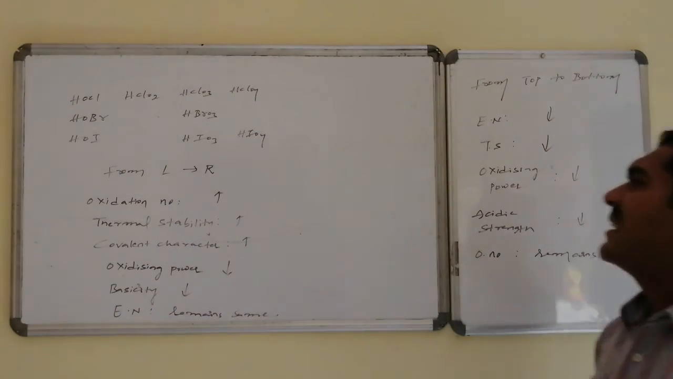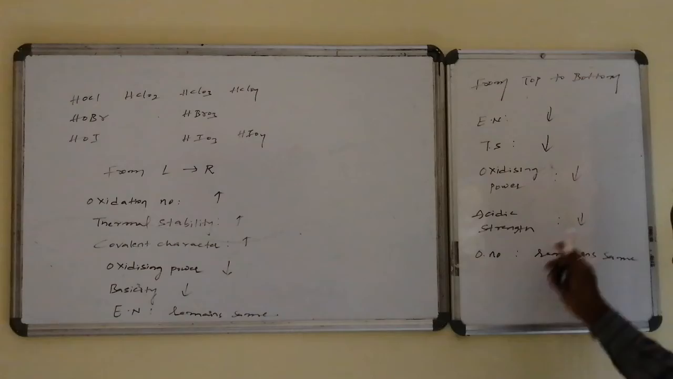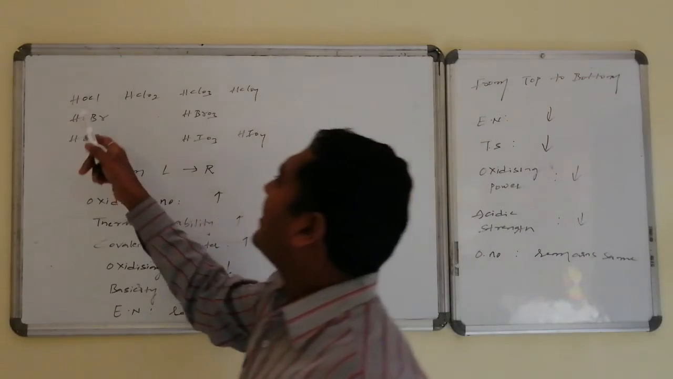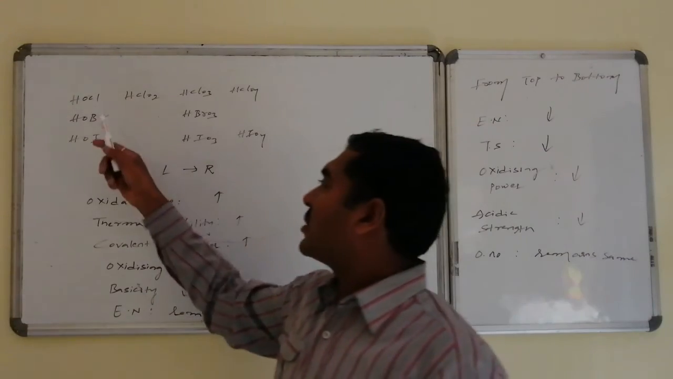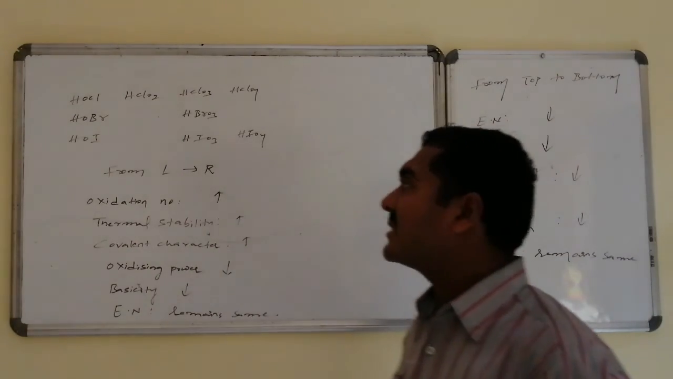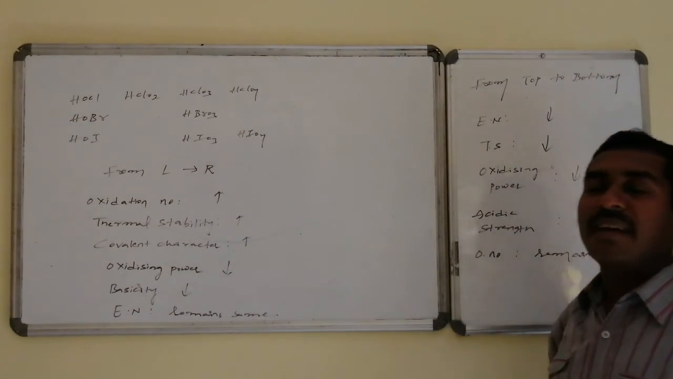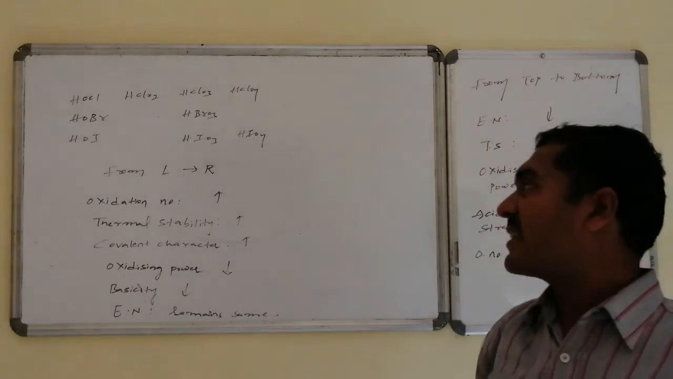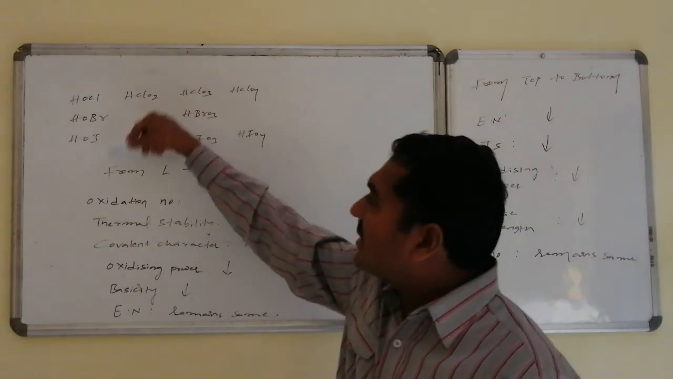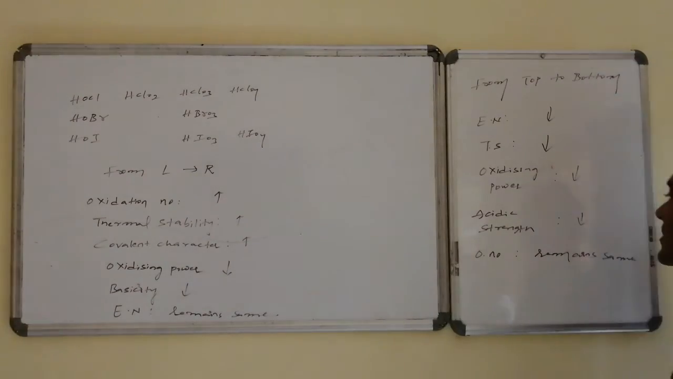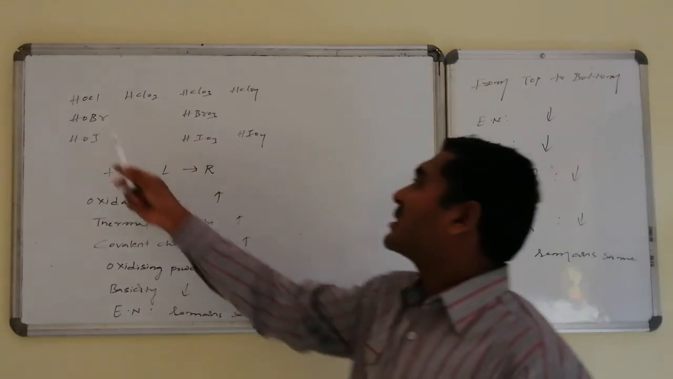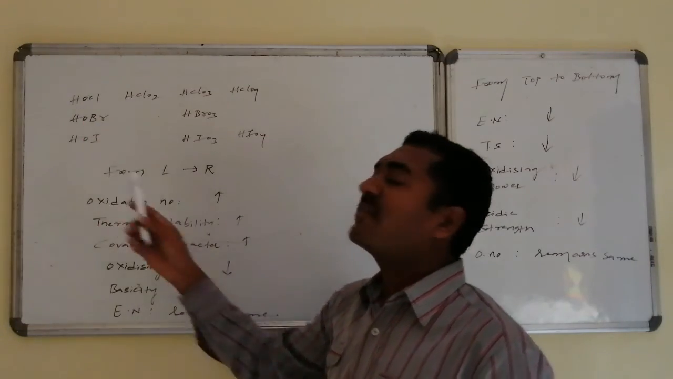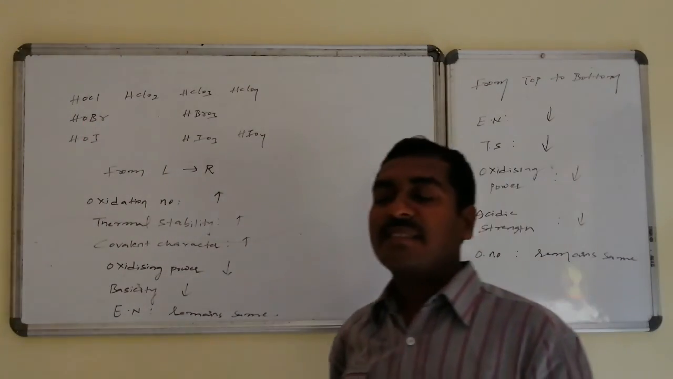Acidic strength is highest for hypochlorous acid and decreases down the group, because the halogen atom at the top is more electronegative and withdraws electron density, so the OH bond is more polarized and breaks in the form of an H+ ion. That tendency of breaking decreases, hence the acidic strength decreases, whereas the oxidation number of the halogen remains the same: chlorine, bromine, iodine all maintain +1.